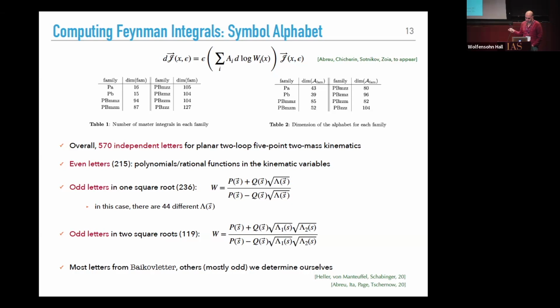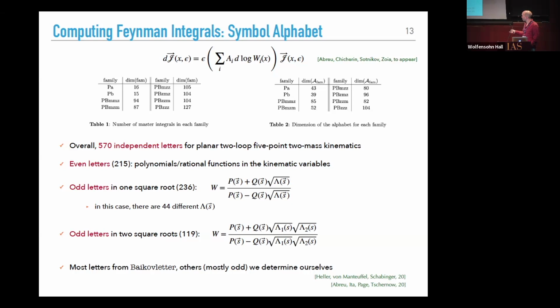Overall, we have 570 independent letters. So this is where if you take the letters that show up in these integrals plus all the crossings and the permutation of all the massless and massive letters. And you can classify the letters in terms of even letters, so these are letters that are polynomials or rational functions in the kinematic variables. Odd letters in one square root, which take this form. In this case, again, there's 44 different roots that can appear there. And then you have odd letters in two square roots, so that take this form. And again, this package was very, very helpful in making this calculation go much faster.